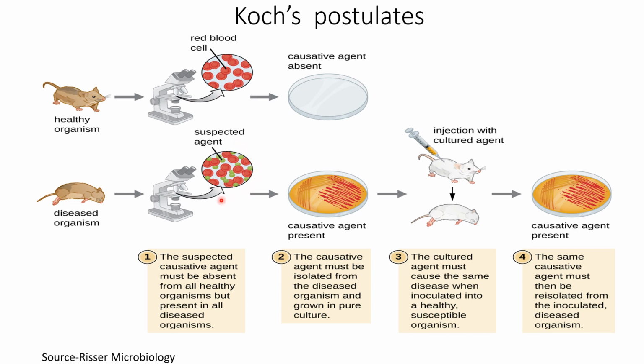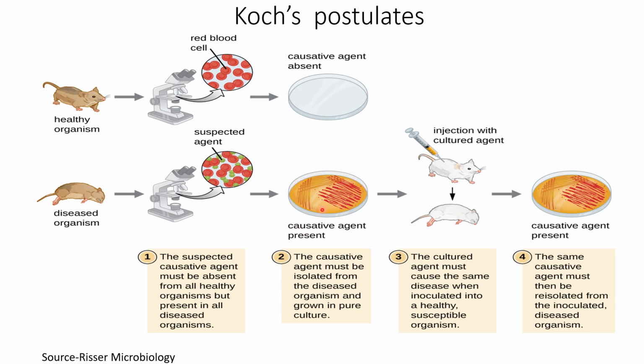Only in the sample taken from the diseased animal should you be able to see the organism, and from a healthy sample you should not see that particular organism. This is the first thing you should prove. Once you do this, the next step: you have seen that organism in the sample, right? Now, to do the other three steps, you should cultivate this organism in a laboratory media.